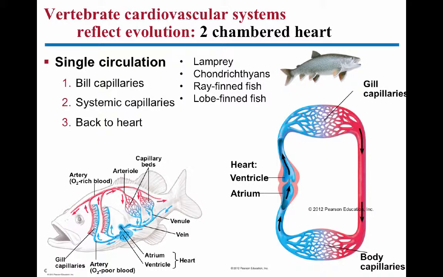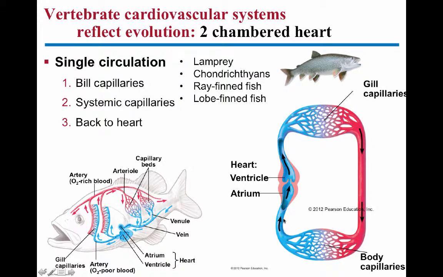Okay, so this is a two-chambered heart system. It's called single circulation, and we see this in fish. Lobe-finned fish like the coelacanths and lungfish, ray-finned fish, your classic fish, chondrichthyans, which are your sharks and rays, and lampreys all have single circulation. It is basically a single pump, and the blood just goes around in a big circuit. It only goes through the heart once.